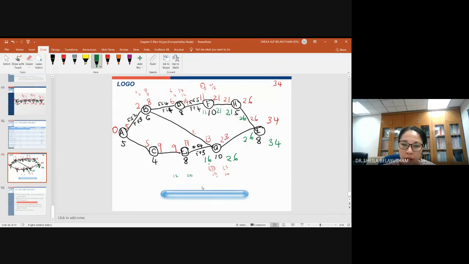Another relationship, finish to finish 3. So finish 26 minus 3, you will finish activity E at 23.